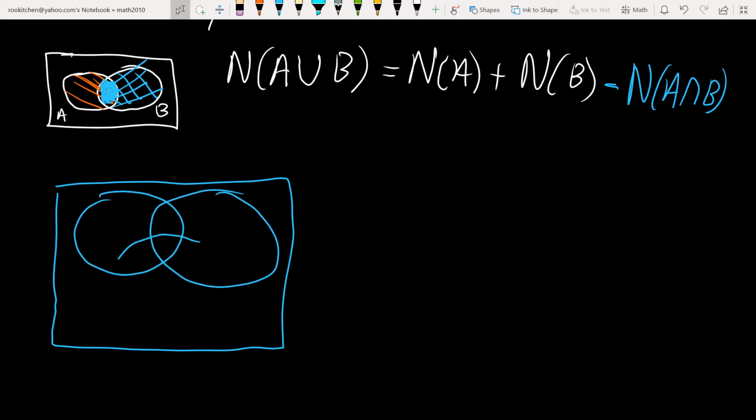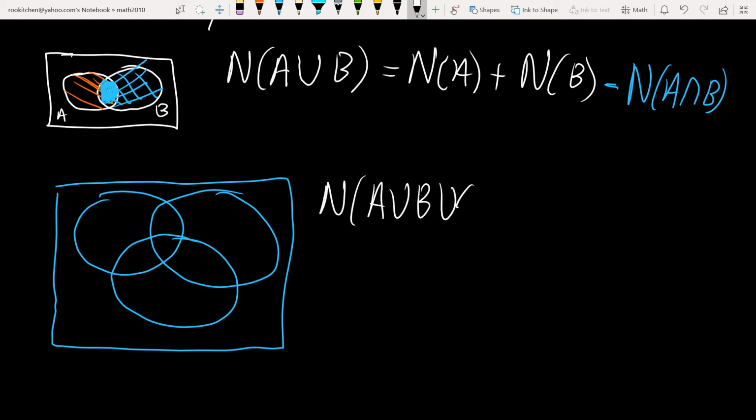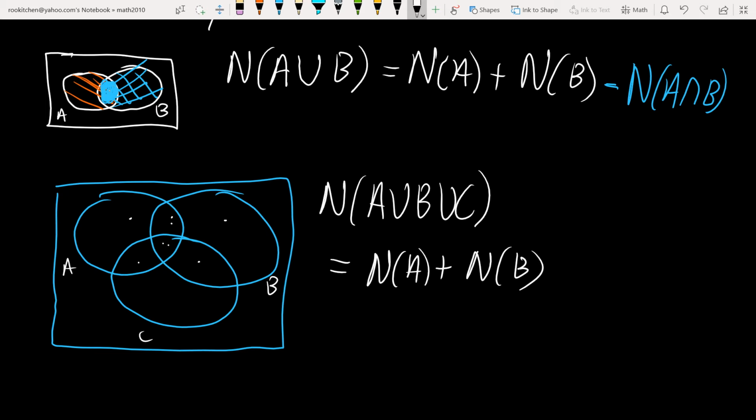Okay, so the way this works is kind of weird, but we'll go through it. Okay, so I'm trying to figure out the number of things in A union B union C. Okay. So A, and then B, and then C. Okay. So if I count the number of things in A, I will have counted this part, this part, this part, and this part once. Okay. And then if you count the number of things in B, you will have counted this part, this part, this part, this part once. And you see there's a problem. We've overcounted some stuff. Okay.